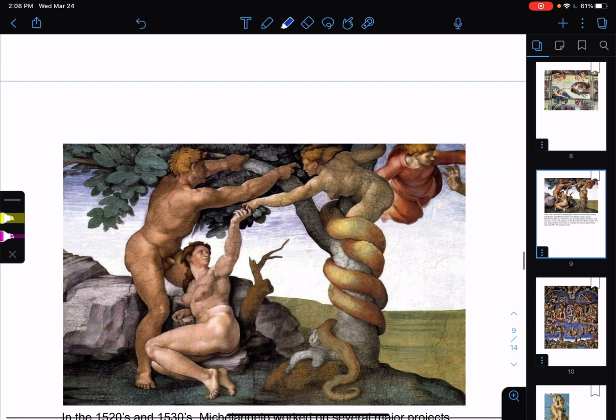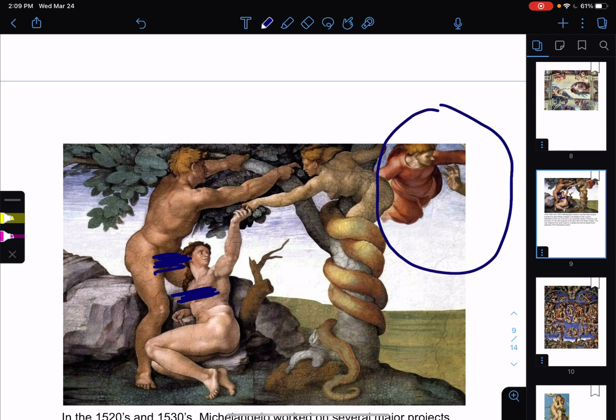This is an image of Adam and Eve. It's part of the ceiling of the Sistine Chapel, when God forbade Adam and Eve to eat from the forbidden fruit, right? And they disobeyed him. So here's the moment where they are disobeying him, and eventually they will be kicked out. I think this is the other scene, where they are kicked out of the Garden of Eden. So again, the images that appear in the ceiling come from the Old Testament.